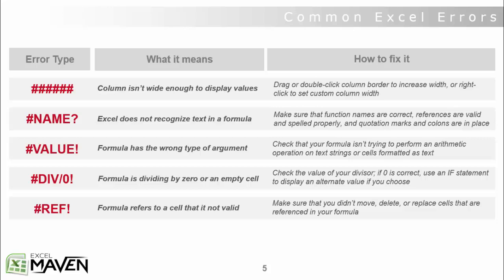Last but not least, we've got the #REF! error, which is that the formula is referring to a cell that's not valid. And how to fix this, just make sure that you didn't move, delete, or replace cells that are referenced in your formula. So for instance, if you have a lookup or reference function that's reading from a specific column of cells, and then you accidentally delete that column, all of your functions that were referencing that column are now going to give you a #REF! error because they don't know what values or cells to read from. So those are 5 common types of errors.